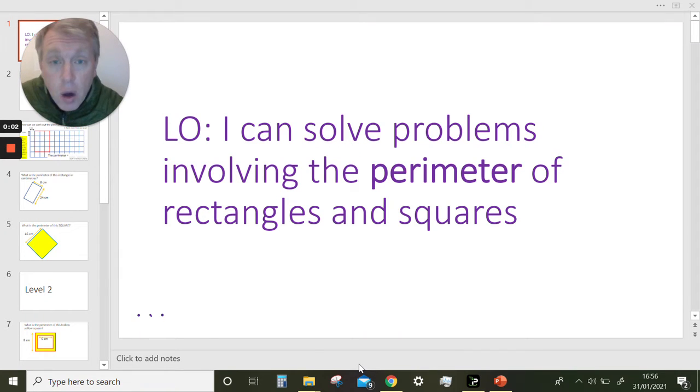Hello everybody! Well, it's our third lesson on perimeter and we're solving problems with perimeter now. So let's get straight into it.